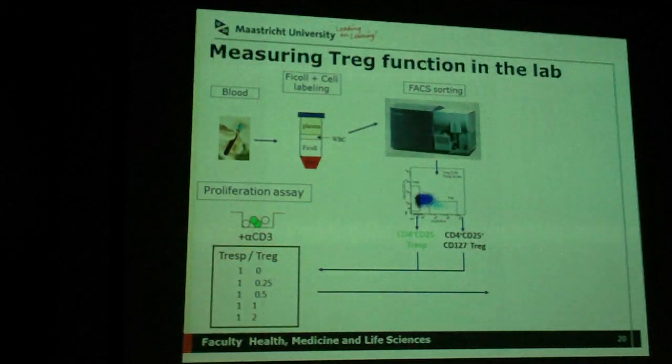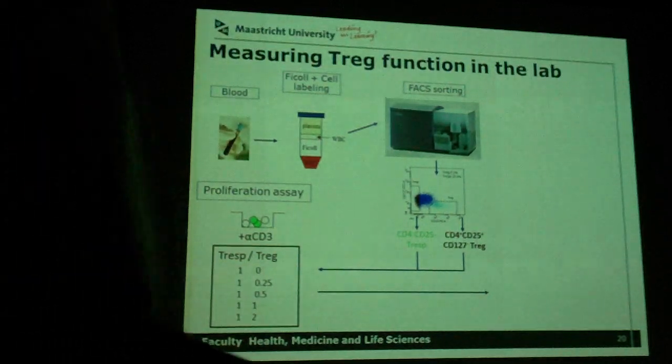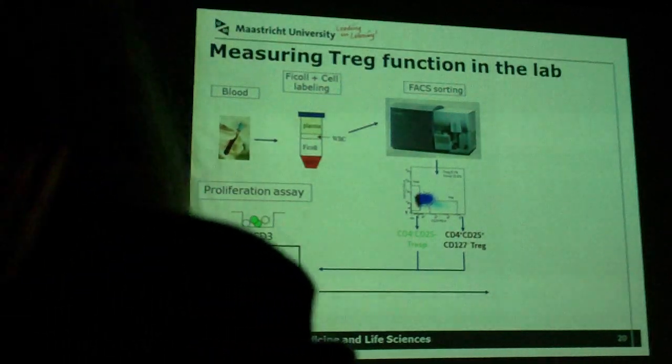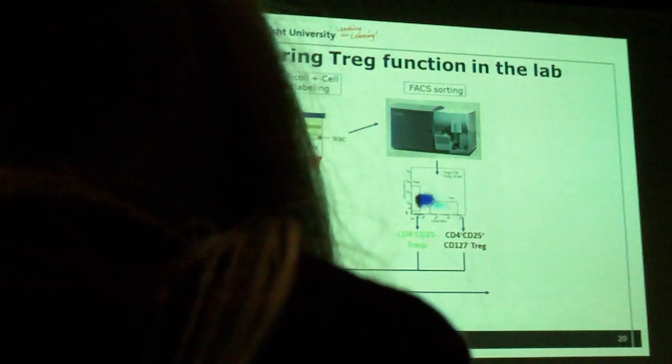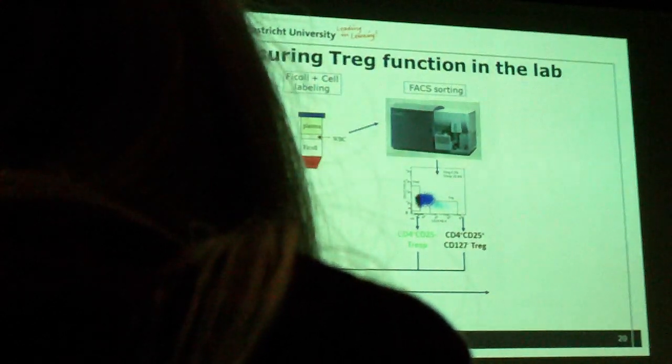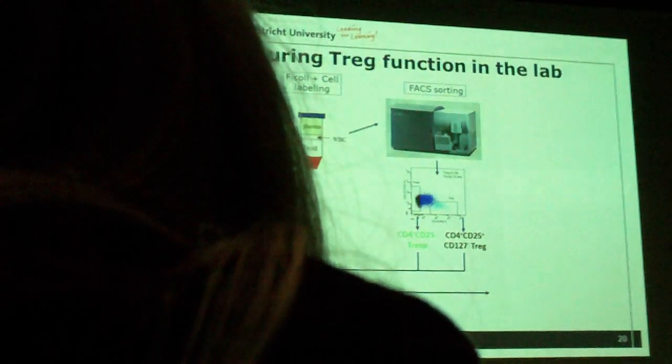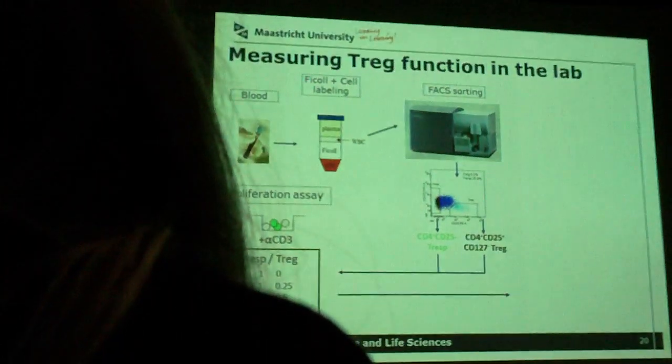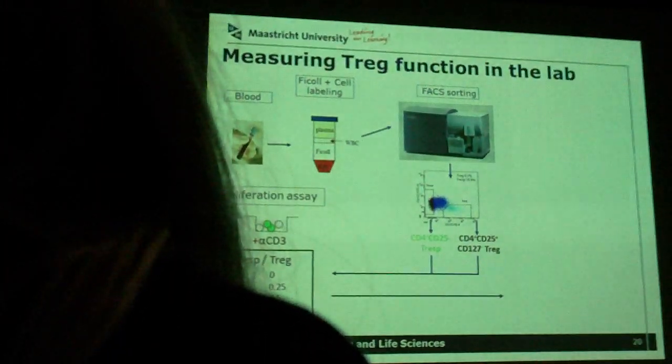If you stain this population for FOXP3, you will find them more than 90% positive for FOXP3. So this is indeed the same population, but you can't sort on FOXP3 because then you have to permeabilize the cell, and then it's not usable for these kinds of assays.